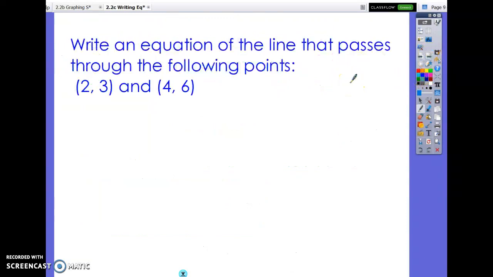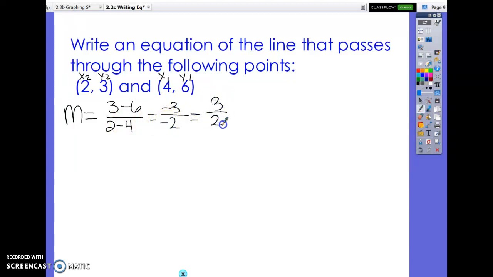Let's try one more of those. So again, we're going to start off by finding our slope. I'm going to let this be my x2, y2. Here's my x1, y1. So we're going to have 3 minus 6 divided by 2 minus 4. 3 minus 6 is -3. 2 minus 4 is -2. We can simplify that to 3/2, right? Our negatives will cancel each other out. So we have our slope.